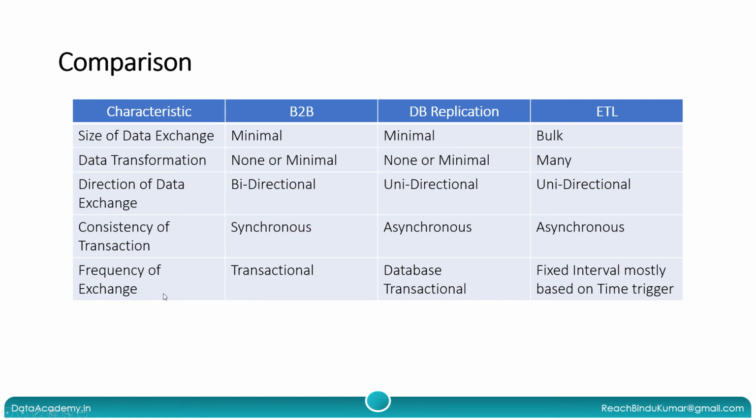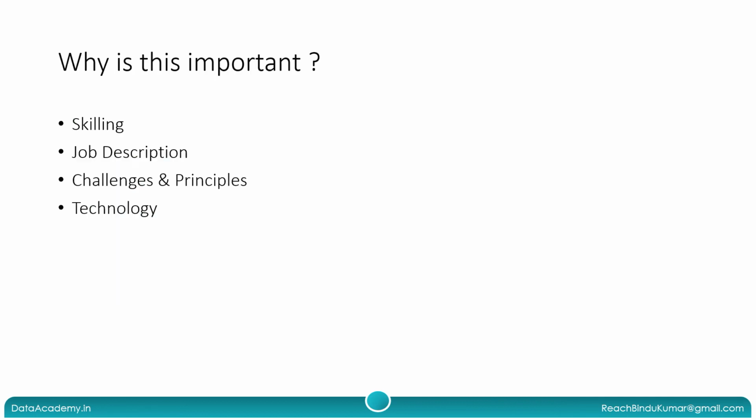And then the last characteristic, the frequency of exchange. Now this is very important, right? So in B2B, it is transactions. It's purely based on the transactions that occur. On the database replication side also, it's the same. It's the transactions that happen on the database. But when it comes to ETL, it is usually a fixed time interval. So it's every hour, once a day, every 6 hours, and so on. Now, these were the comparisons.